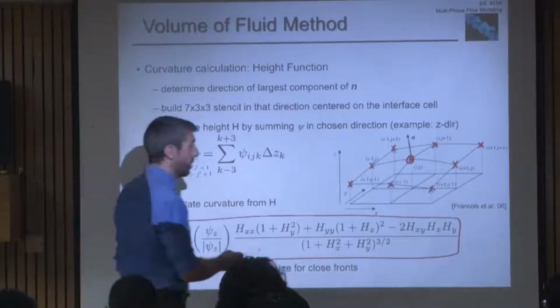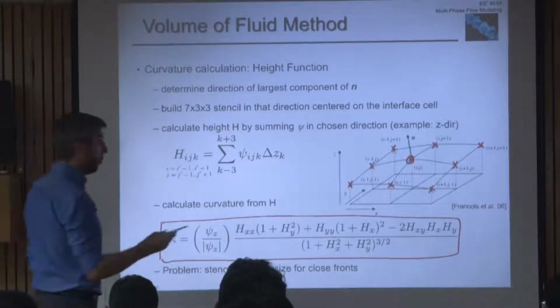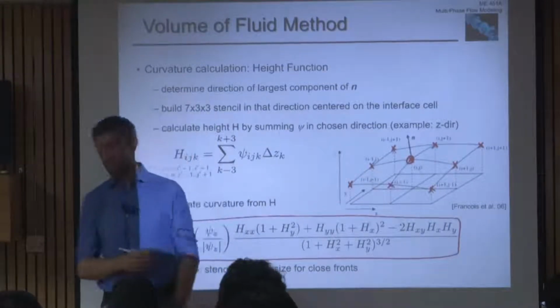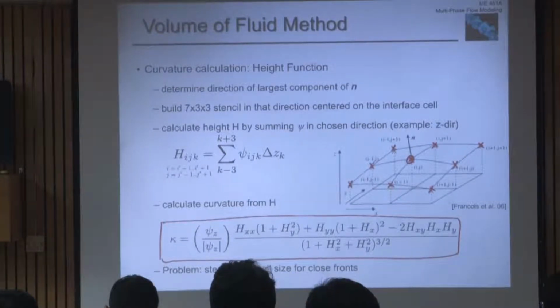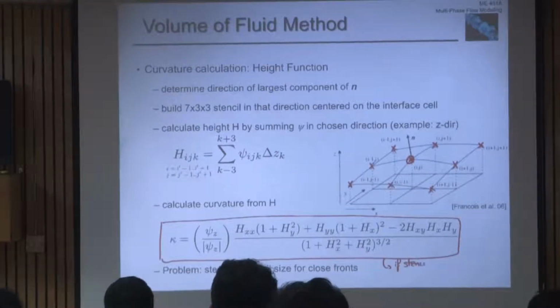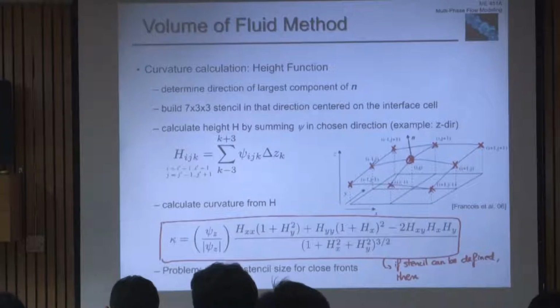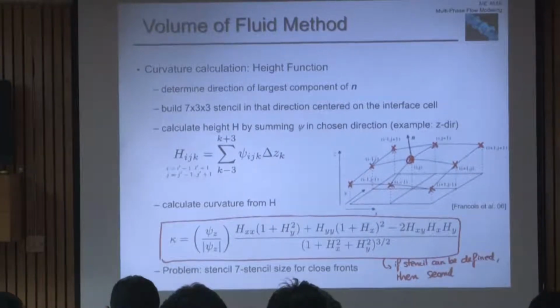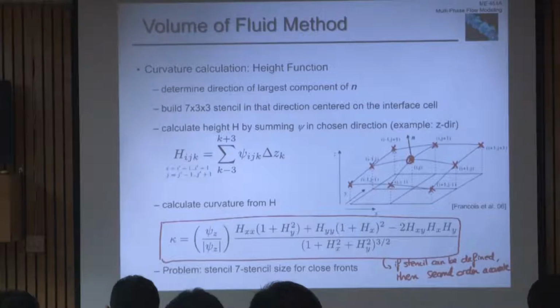If you can guarantee that, if you can build a local stencil that will integrate away through the discontinuity, then if your transport scheme is second order accurate, you'll have a second order estimate of the height, and you'll be able to form converging estimates of the curvature. And in fact, an expression like that, I'll say it here: if the stencil can be defined, then it is second order accurate.